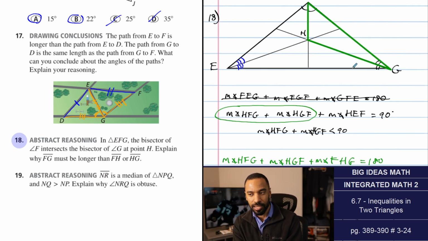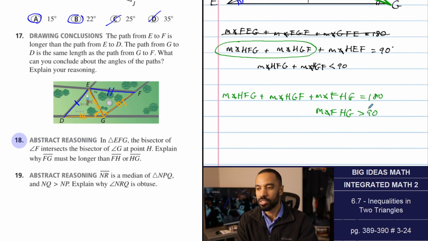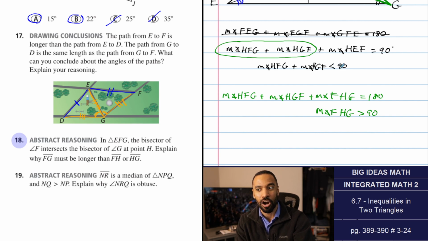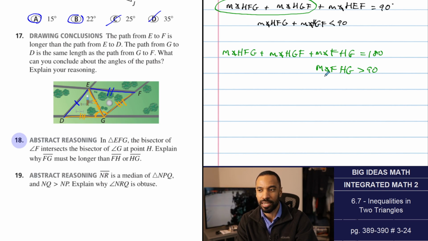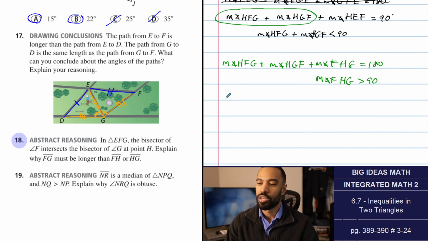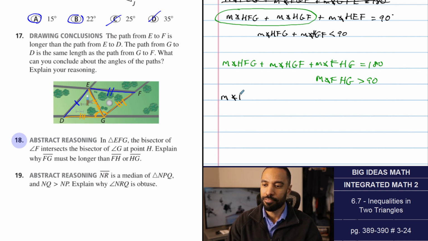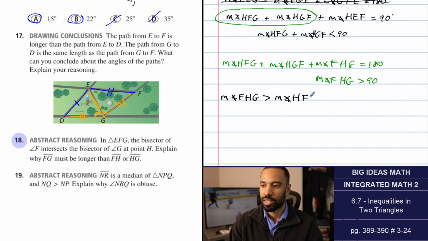If that's greater than 90, like how obtuse this one's looking, and now mine was just some random triangle that I drew, but because this one's greater than 90 and these two added are less than 90, then FHG, being an obtuse angle in a triangle, is going to be greater than either of those. So measure of angle FHG, the big guy, is going to be greater than measure of angle HFG. And measure of angle FHG is also going to be greater than measure of angle HGF.